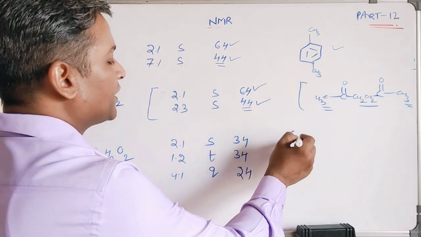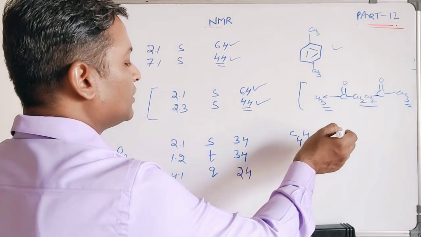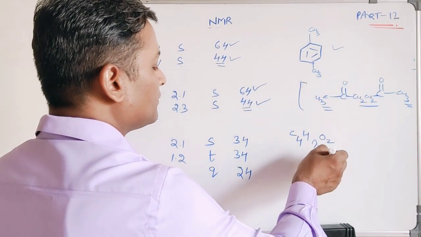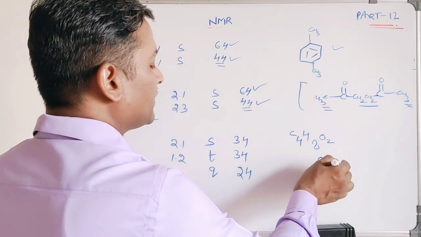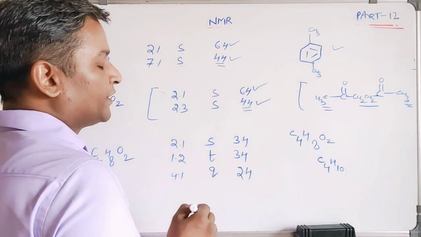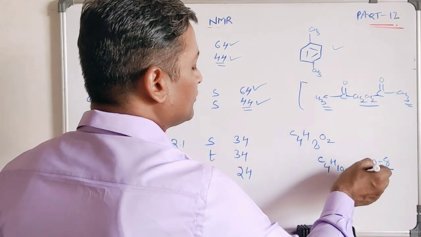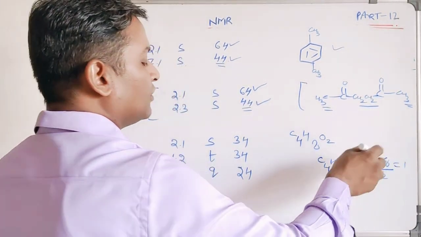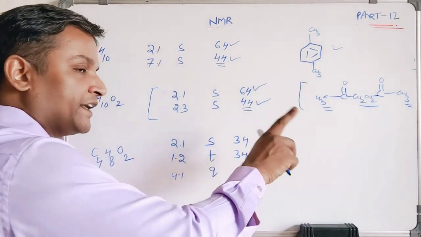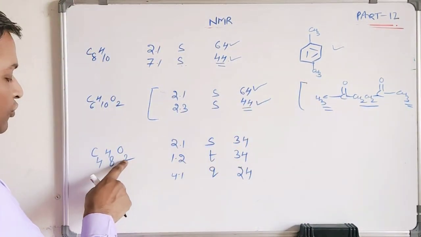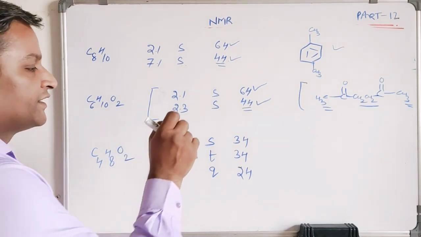C4H8O2. What is the degree of unsaturation? C4H10 is the aliphatic alkane that should be there. So 10 minus 8 by 2 is equal to 1. So the degree of unsaturation in this case is equal to 1. So this compound must be containing 1 degree of unsaturation, and it is also containing 2 oxygen. So it means at least 1 CO must be present in this case.